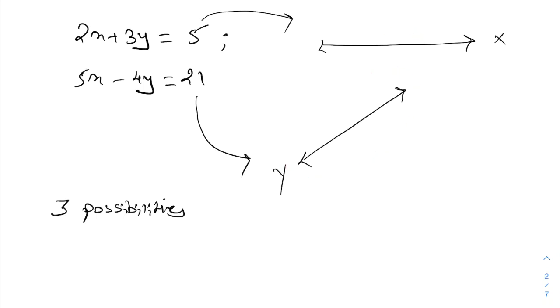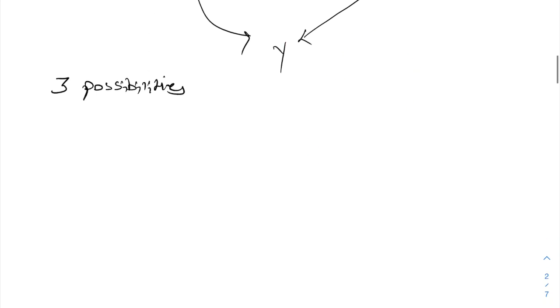The first possibility is that both the lines will intersect each other at a point. Let line x and line y intersect at point P.